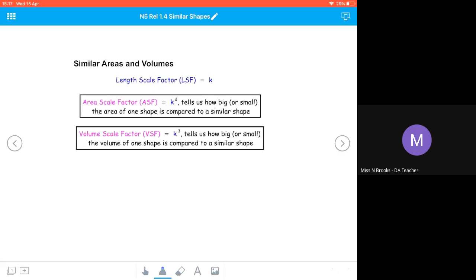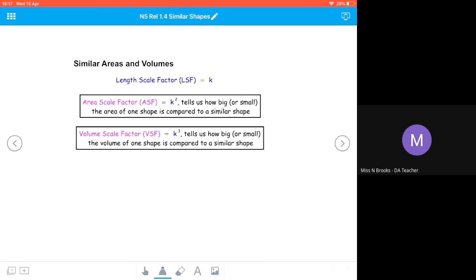So, moving on from similar shapes in 2 dimensions, looking at the length scale factor, we're now going to look at what happens with similar areas and similar volumes. So, the length scale factor, or the LSF, we refer to as K. The area scale factor, or ASF, is going to be K squared, and this is going to tell us how big or small the area of one shape is compared to a similar shape. So again, the shapes need to be similar before we can apply K squared.